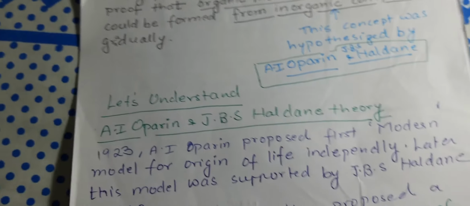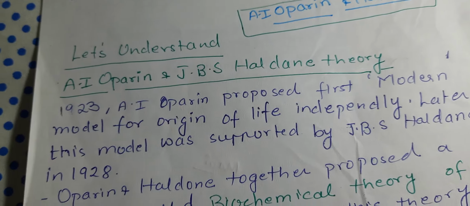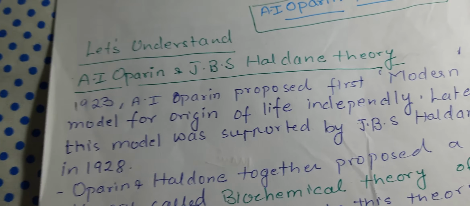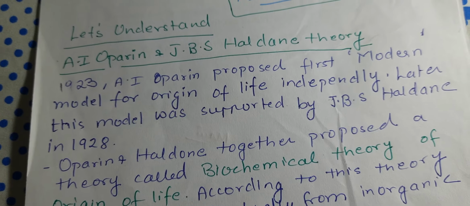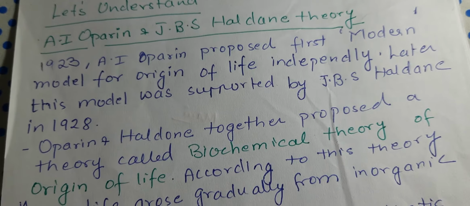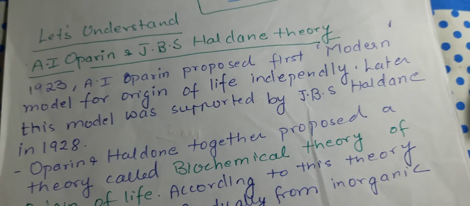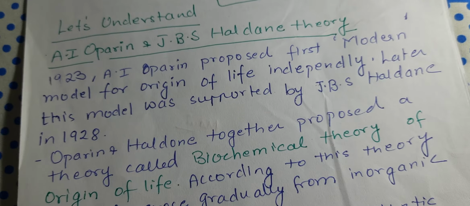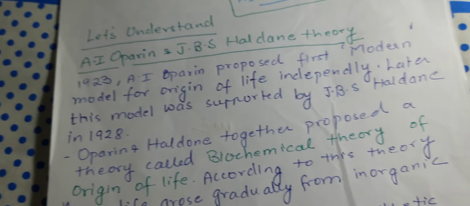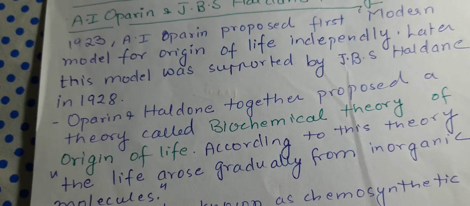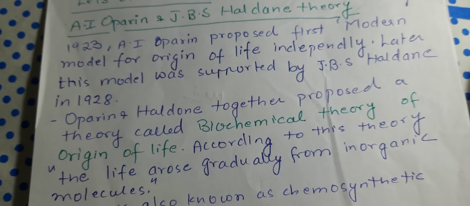So let's first understand the Oparin and Haldane theory of 1923. Oparin proposed the first modern model for the origin of life independently, and later this model was supported by Haldane in 1928. So they both separately proposed this model. Oparin and Haldane together proposed the theory of biochemical origin of life.